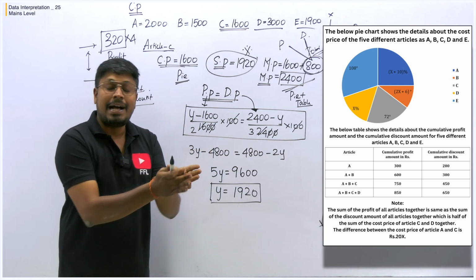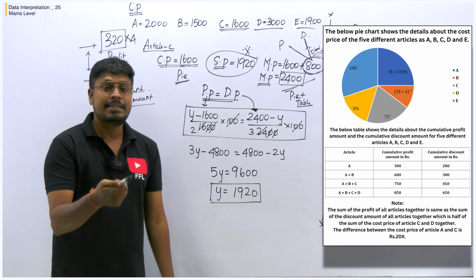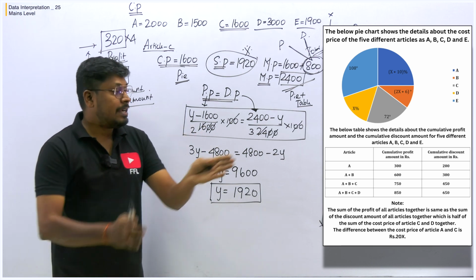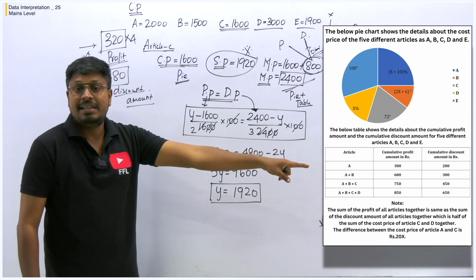Discount has been given as well as profit has been given. I think finding the selling price will be very easy. Why? Because in the table chart, we can find the cost price, and the selling price we can easily find directly.